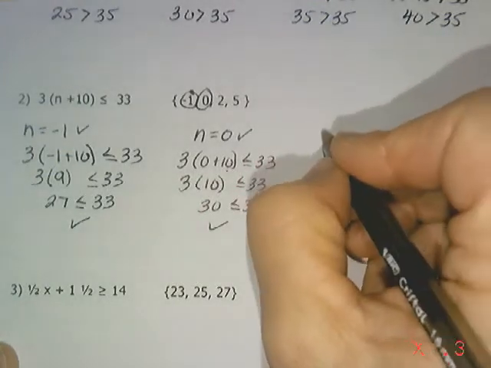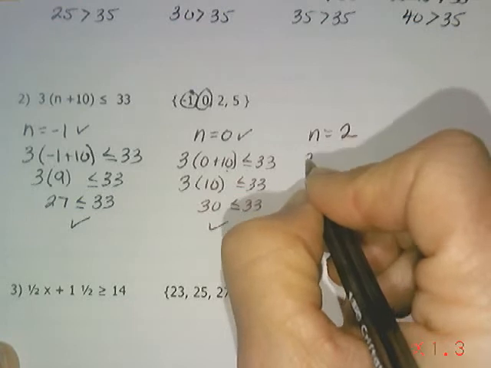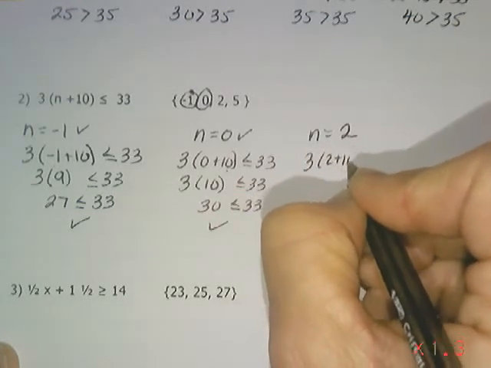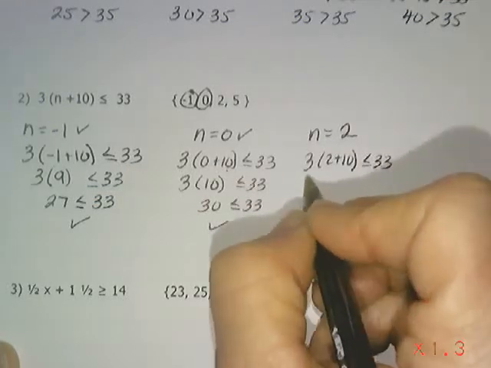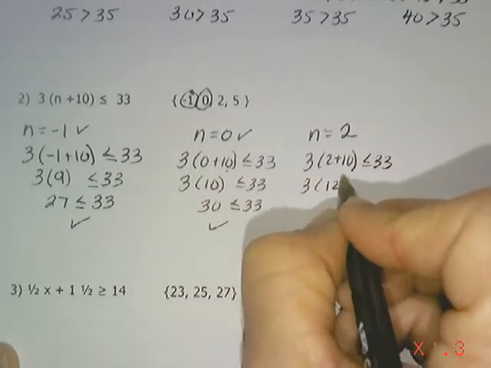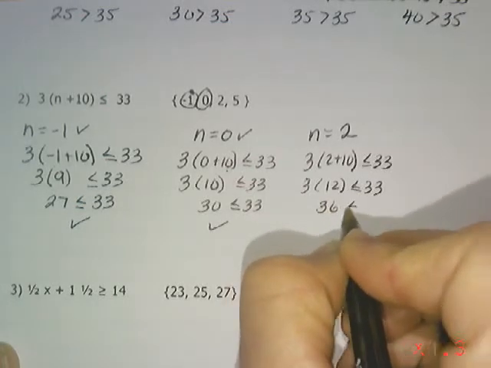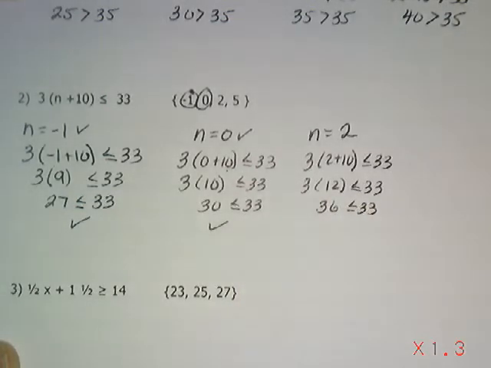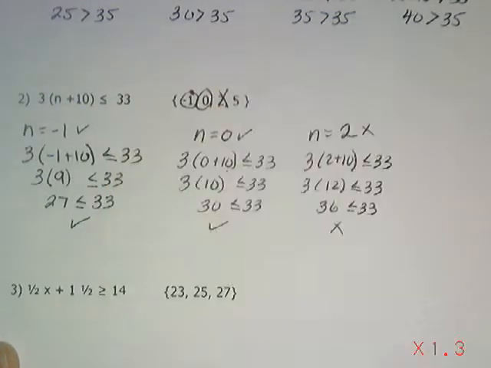Let's try n equals 2. 3 and then 2 plus 10, is it less than or equal to 33? Well, this would be 3 times 12, and that's 36. 36 is not less than 33, so 2 is not a solution.